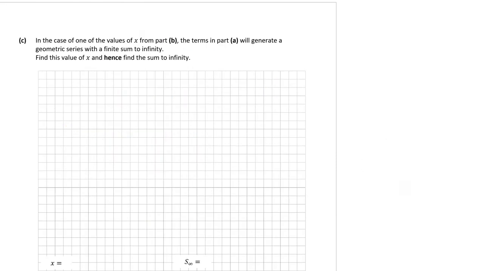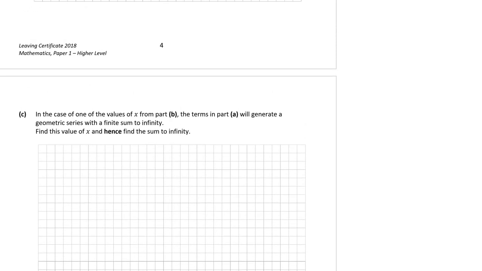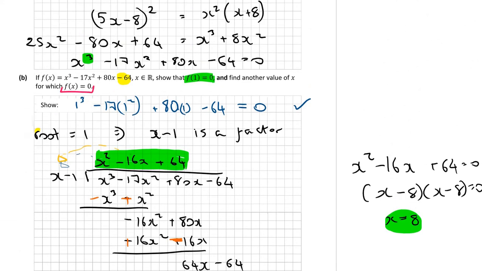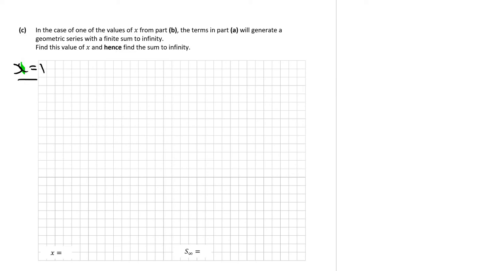The last part of the question then: in the case of one of the values of x from part B, the terms in part A will generate a geometric series with a finite sum to infinity. Find this value of x and hence find the sum to infinity. Let's have a look at both values. Well, when x is 1, we plug it into the original. So the original here was x squared, 5x minus 8 and x plus 8. Let's have a look at the first few terms. When x is 1, we've got 1, 5 times 1 minus 8, which is minus 3, and then 9.